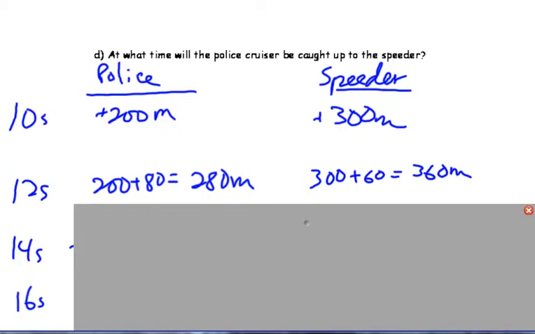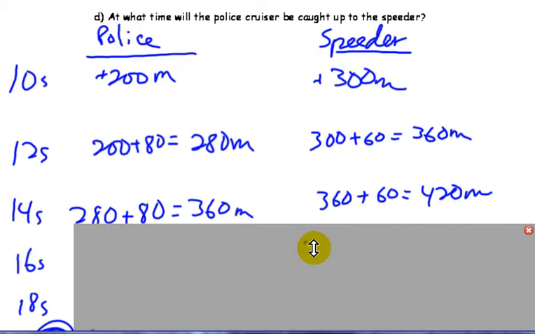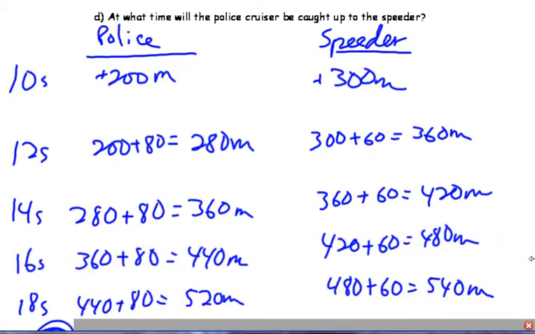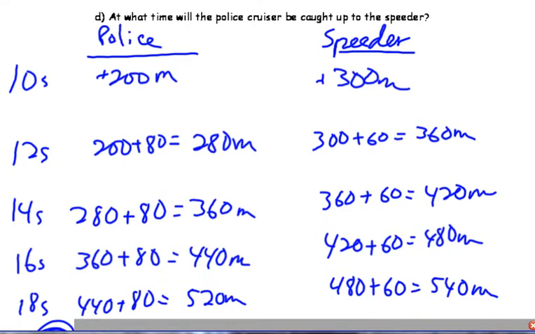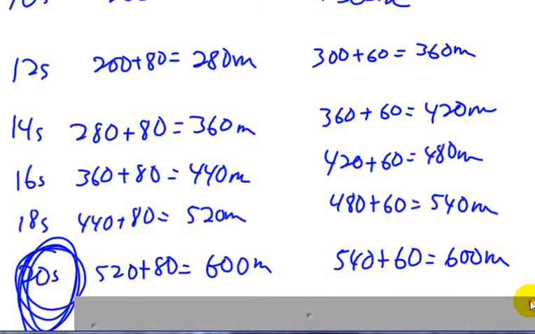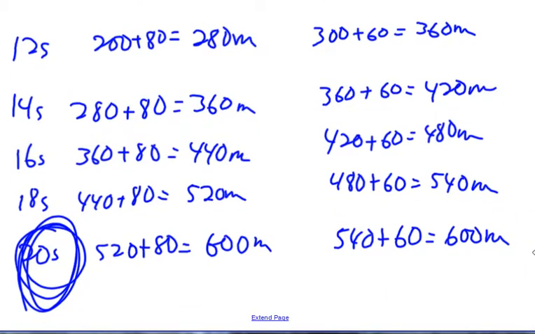Okay, if you had time to do that, add another 80, add 60. Add another 80, add 60. Add 80, add 60. And of course, add 80, add 60. So it looks like after 20 seconds in total, the police officer will have caught up with the speeder.